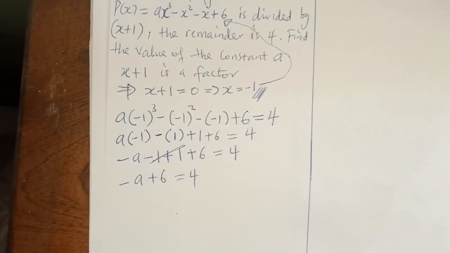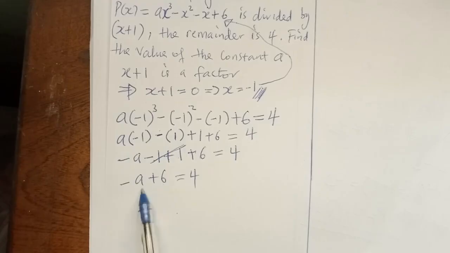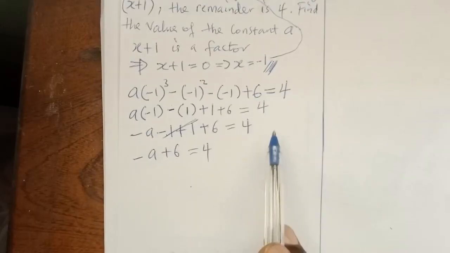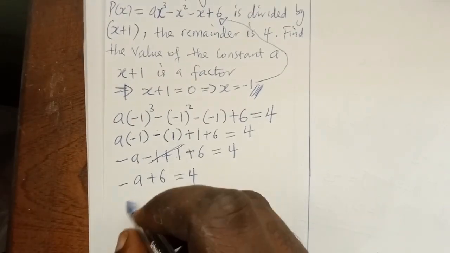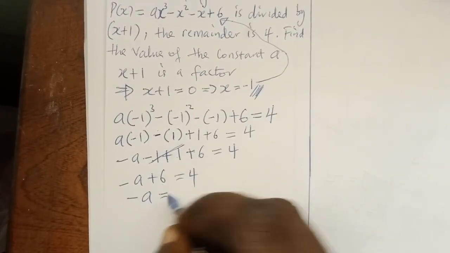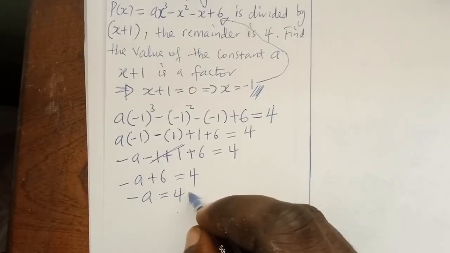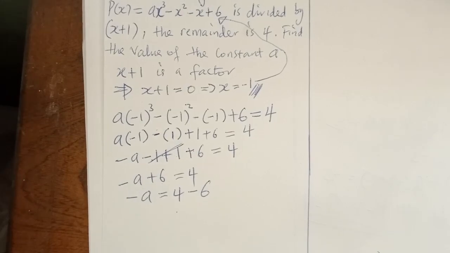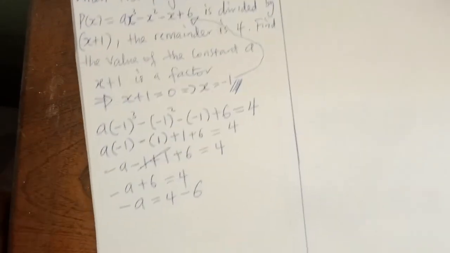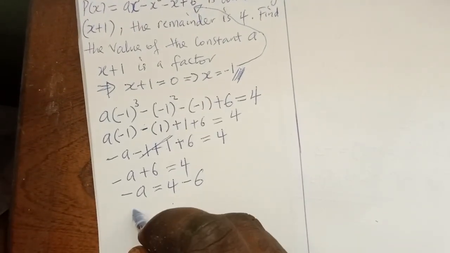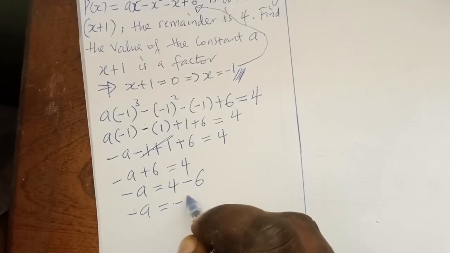Now, of course, we are going to carry this 6 on the other side since we want to look for the constant. So we have to make sure that we leave the constant alone on the single side and carry the other term on the other side to find the value of a. In this case, we are going to say minus a is equal to 4. When plus 6 goes to the other side, it becomes minus 6. So 4 minus 6 is going to give us minus 2. So we are going to have minus a is equal to minus 2.